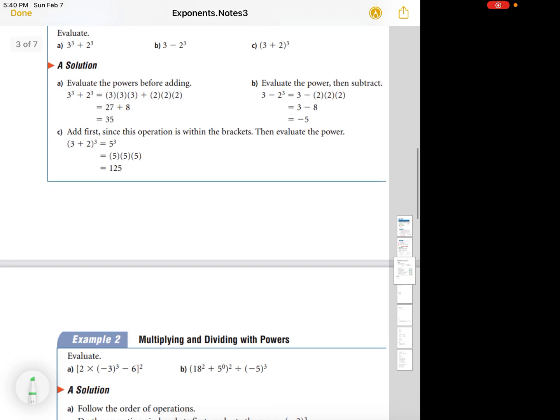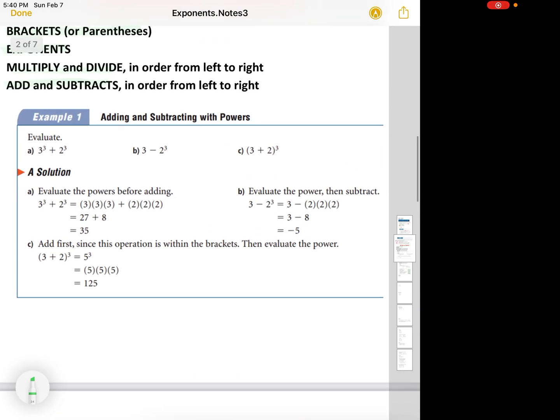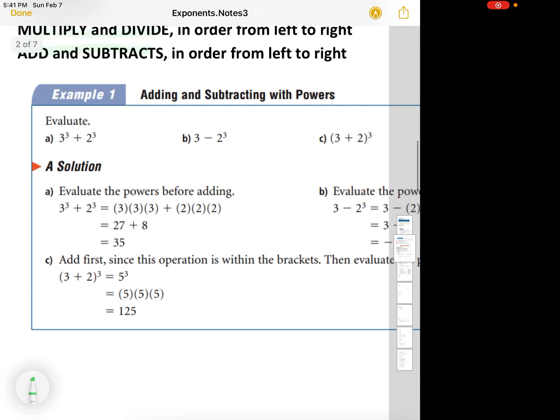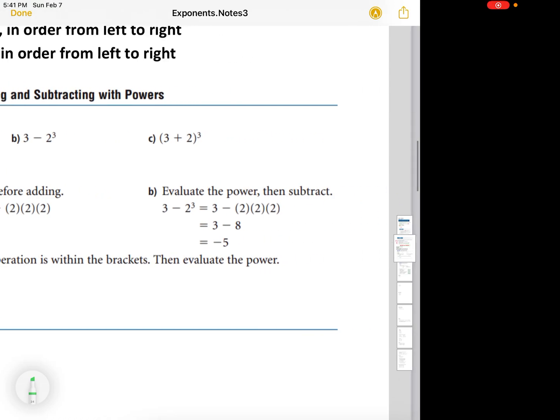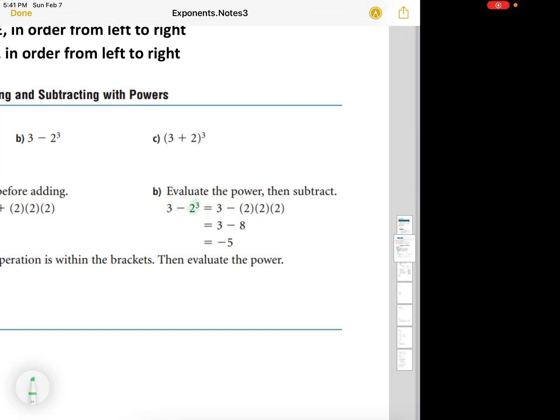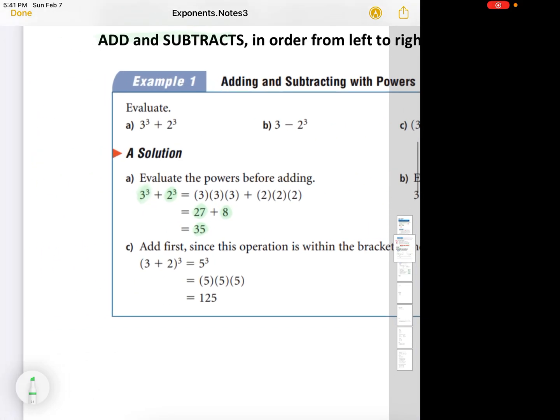So we're going to do a few practice questions. The first one, 3 cubed plus 2 cubed. You have to do the cubing first before you can add them. So we'll get 27 plus 8, and that will equal 35. We have to do our exponents first. Second one, again, we have to do our exponents first, our power. That's 2 times 2 times 2, which gives us 8, and then we can subtract.